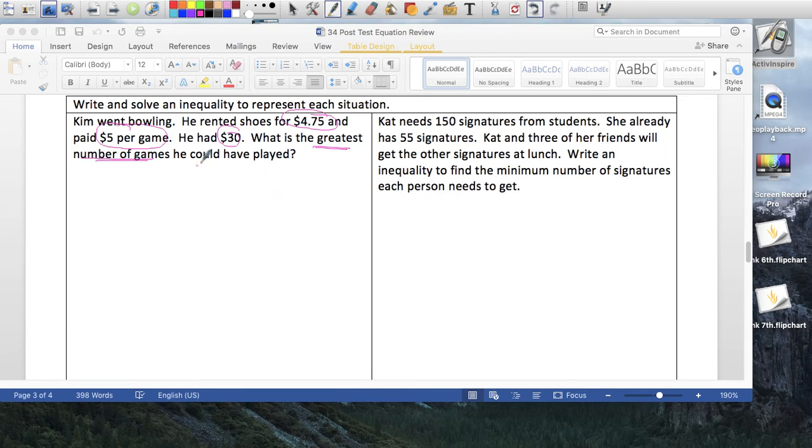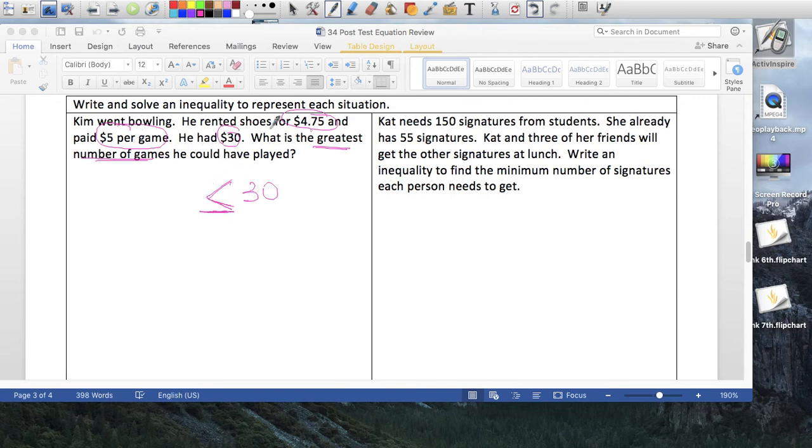Okay. So he rented shoes, rentó zapatos, y cada juego cuesta 5 por juego, y tenía 30. ¿Cuánto fue el número de juegos que puede jugar él con $30? Entonces, he has $30, right? So it has to be under 30. Here's my sign. El máximo que puede gastar él es 30. The maximum he can use is $30.